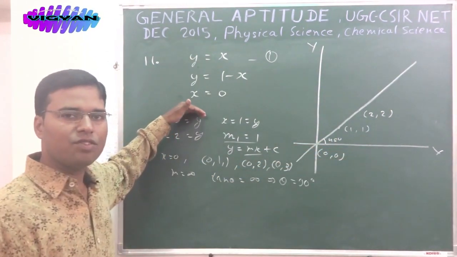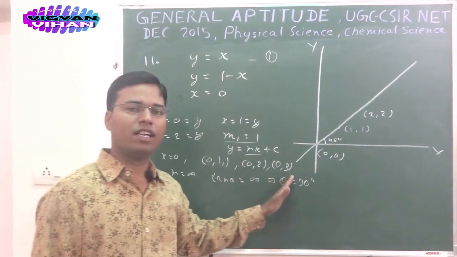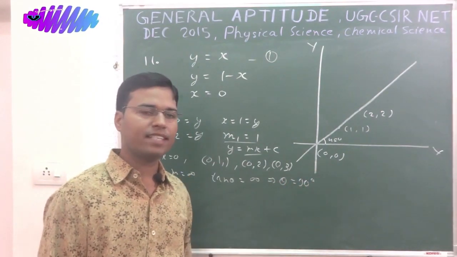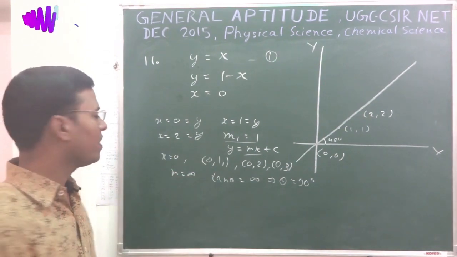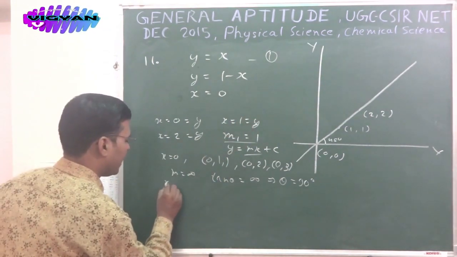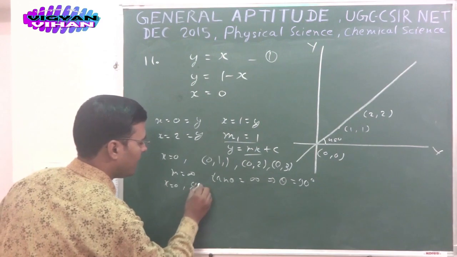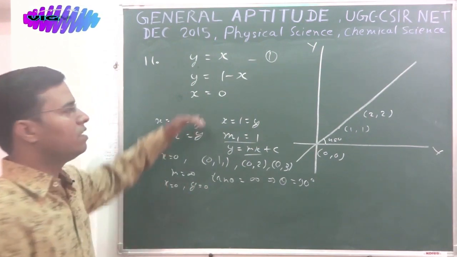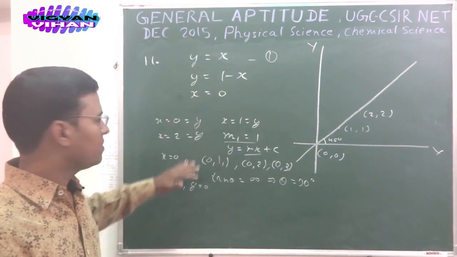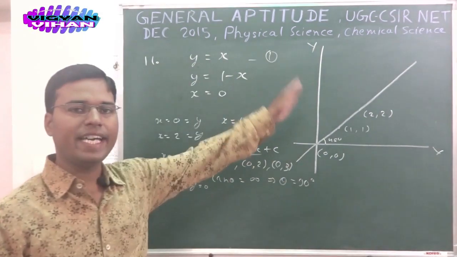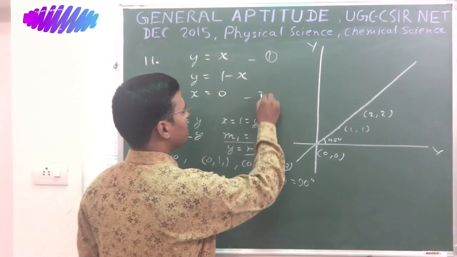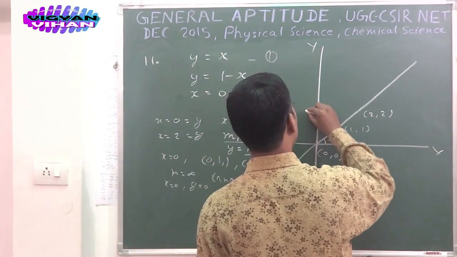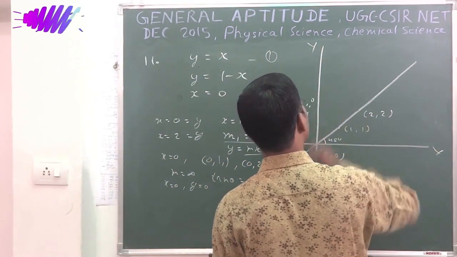This line x is equal to 0 is perpendicular to the x-axis, and this line is also passing through the origin because at x is equal to 0 and y is equal to 0, this line satisfies the equation. So the y-axis is the line represented by the third equation. So this is x is equal to 0.